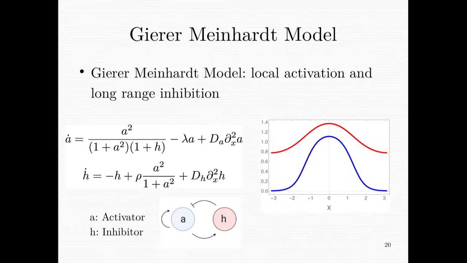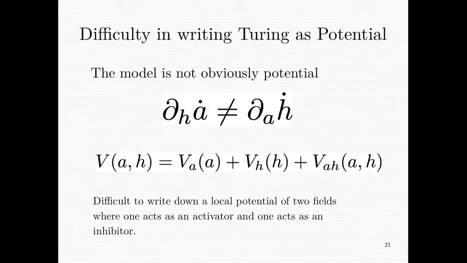It turns out, so you have some diffusion, you have two variables. If you try to do sort of the simplest thing you would want to do, to write this as a potential, it turns out to be quite hard to do. The reason is that you can just look at the cross terms of the Jacobian, and these cross terms are not equal. It turns out to be very difficult to write down a local potential of two fields where one acts as an activator and one acts as an inhibitor. I won't go into this, you can believe me, I'm happy to discuss this later. Mainly it has to do with the fact that these cross terms have different signs.